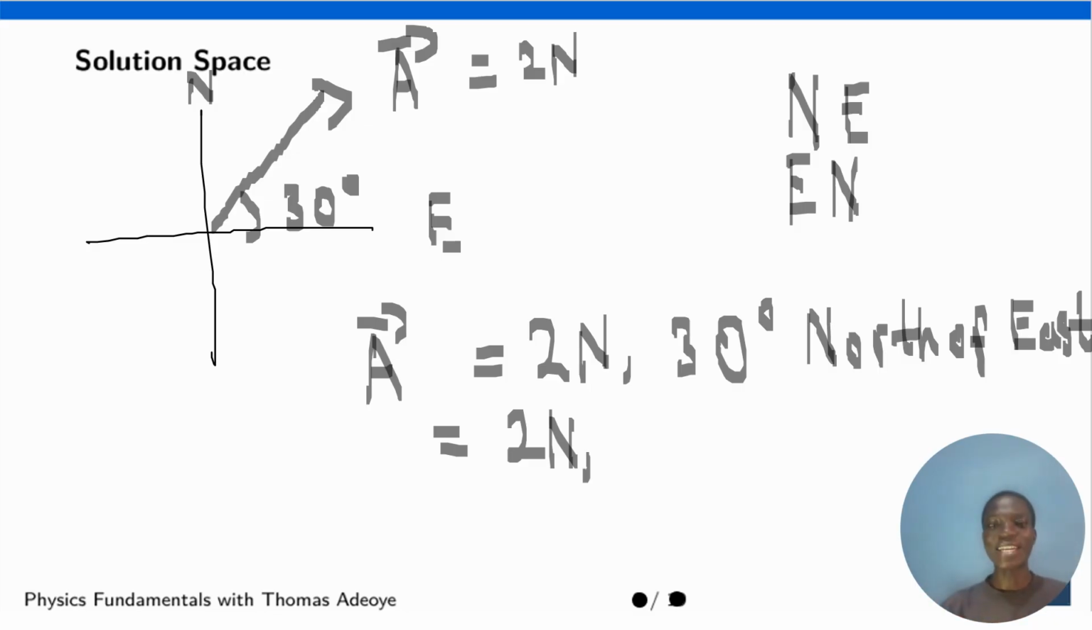So NE reads east of north. And EN reads north of east. So in order to represent this again, I can say 2 Newton, 30 degrees. Some people will not use north of east. Instead, they will just put EN there, and the EN stands for north of east.